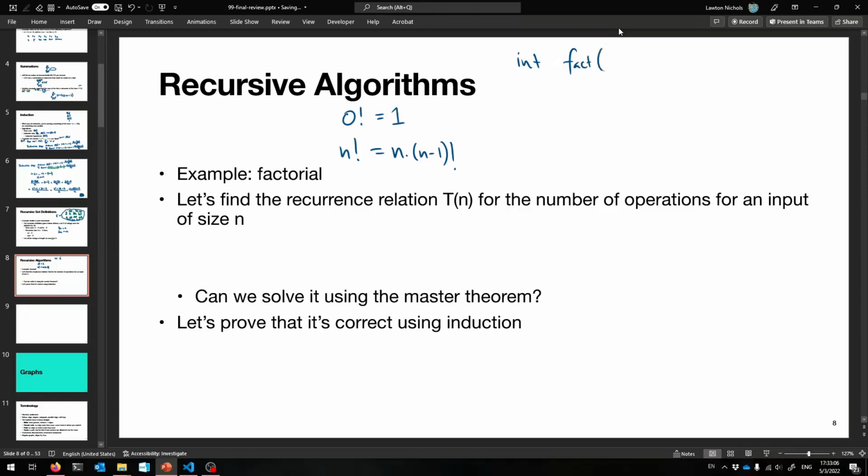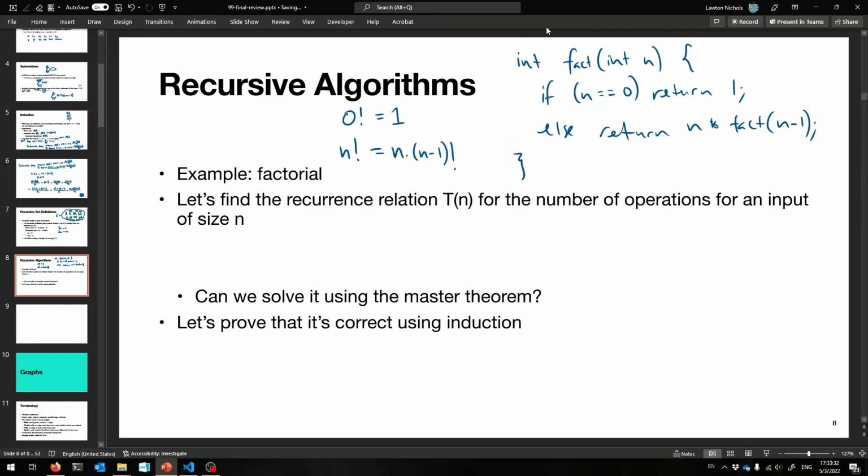So int fact, if we do it in C++, the fact of some number n, is, well, if n is 0, then you return 1, that's your base case, else you return n times fact of n minus 1. You're calling yourself on a smaller value. And that's your factorial function.